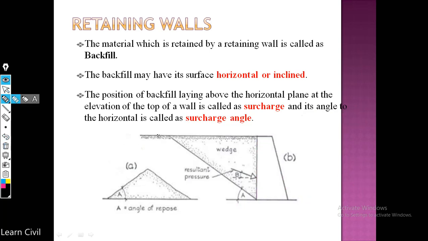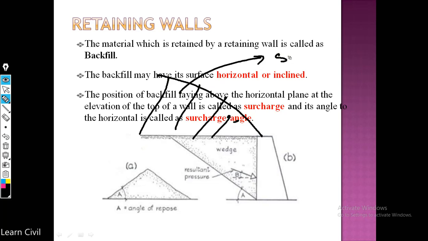So two terms are there. The first one is backfill. Backfill is of two types. First is horizontal, and the second one is inclined backfill. You can consider it as an inclined backfill, and the area of this inclined backfill above the horizontal backfill, this particular portion of soil mass, is considered as surcharge.